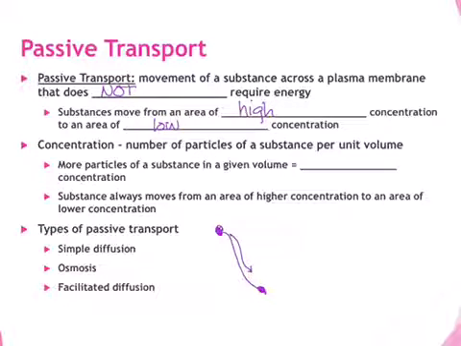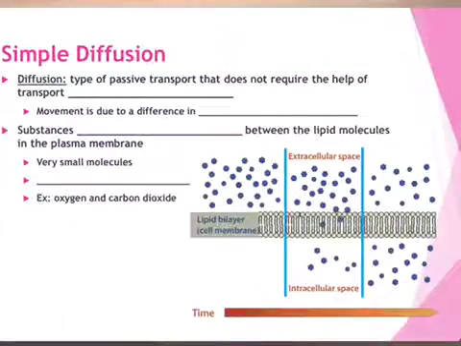And concentration just refers to the number of particles in a substance per a given volume. So the more particles of a substance in that volume gives you a higher concentration. And then substances will always move from an area of high concentration to an area of low concentration. So that's a little about passive transport in general. But there are three different types of passive transport that we're going to take a look at. The first of those is simple diffusion.